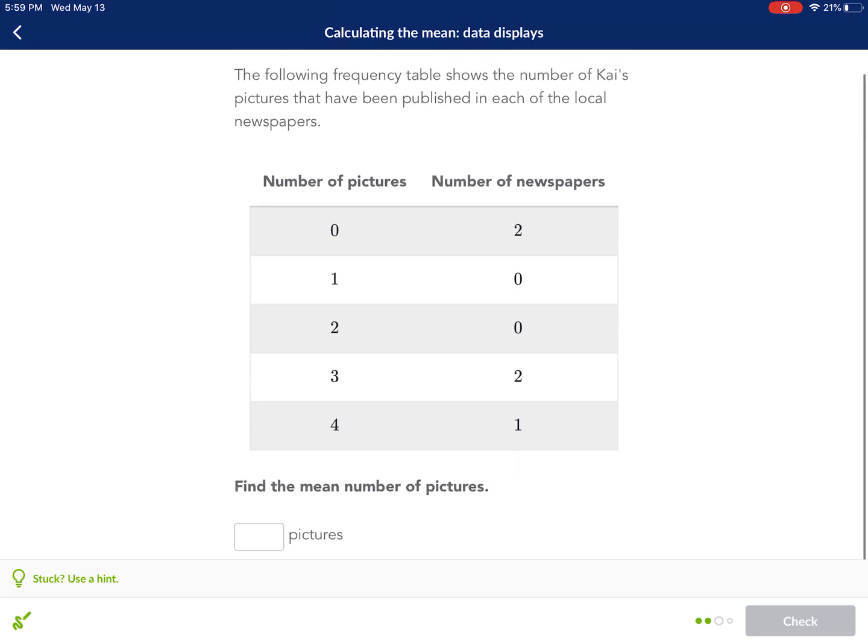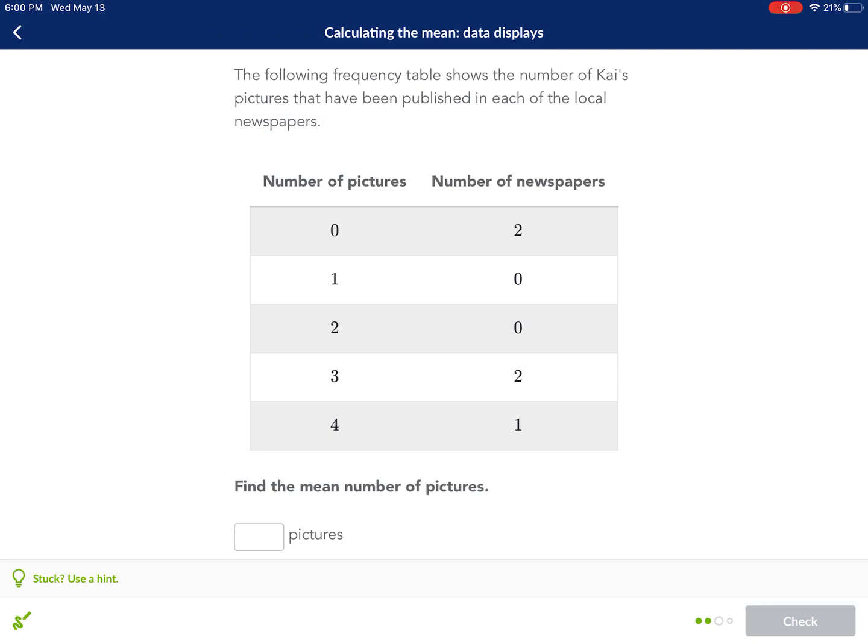Alrighty. It's kind of a weird question in my opinion. The following frequency table shows the number of Callie's pictures that have been published in each of the local newspapers. So 0 pictures were in 2 newspapers. It's very confusing. Alright, I say boo on this question, unless I'm missing something pretty obvious.